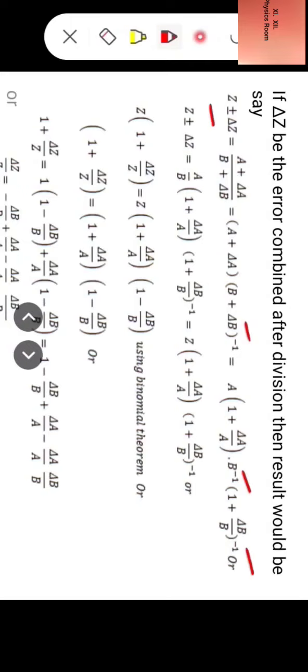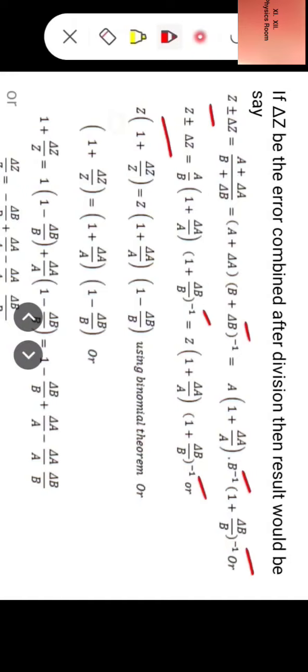Or Z plus minus delta Z can be expressed as A by B into 1 plus delta A by A into 1 plus delta B by B whole raised to power minus 1, or it is equal to Z into 1 plus delta A by A into 1 plus delta B by B inverse, because A by B is equal to Z. So we replace A by B equal to Z. Okay. Or we take out Z common here on left hand side.